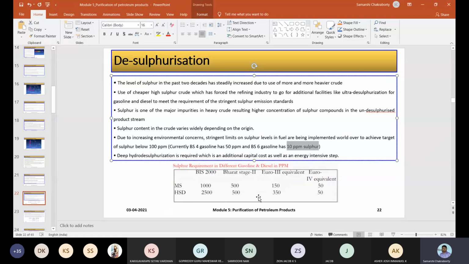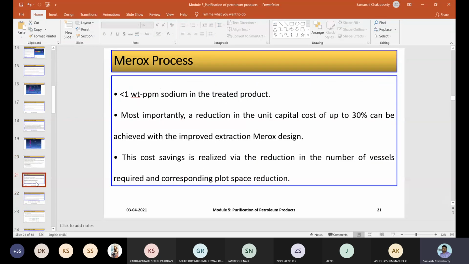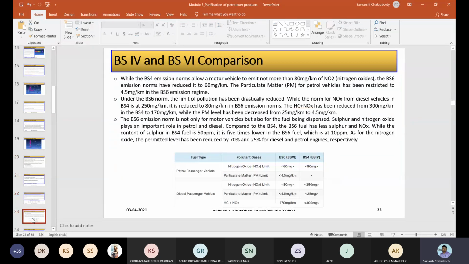Because now we want to match the quality of the petroleum product coming out of Indian refineries at par with any world standard. BS4 itself is almost at par with the Euro 4 standard, and BS6 has gone a step further, almost 1/5 of the Euro 4 standard. So you can pretty much understand the importance of desulfurization in any petroleum refinery. We'll be talking about this in the next class. I just wanted to give you the idea about it.